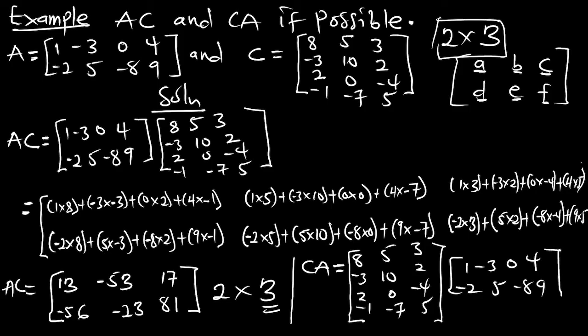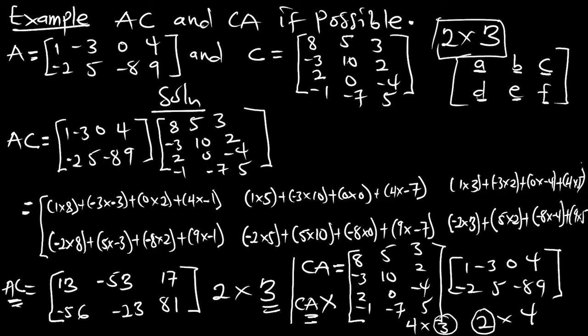Let's check the order. The order for this is 4 by 3, and the order for this is 2 by 4. The number of columns on the first one is not equal to the number of rows on the second one. Therefore, CA cannot be multiplied. It's not possible. Are we okay? AC is possible, but CA is not possible. So this is how multiplication of matrices is done.